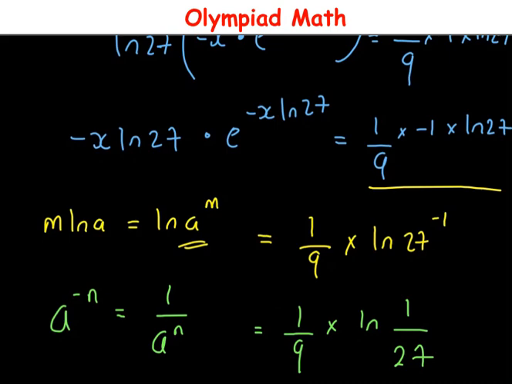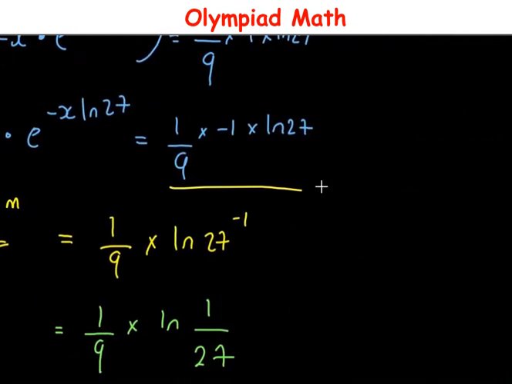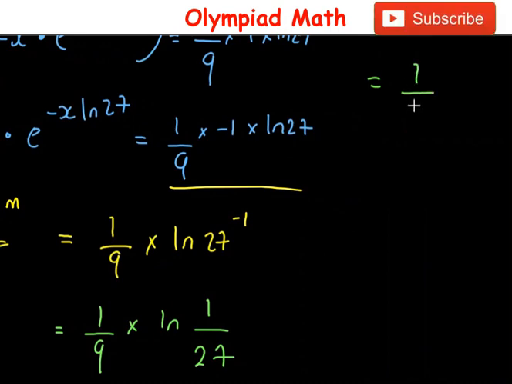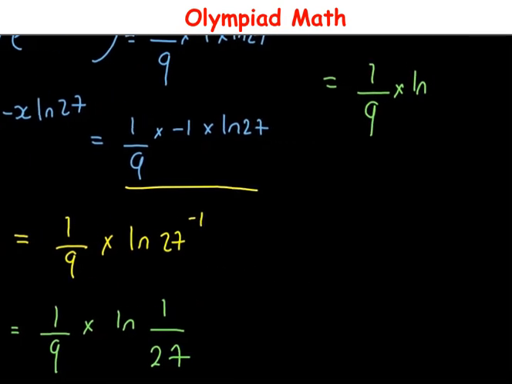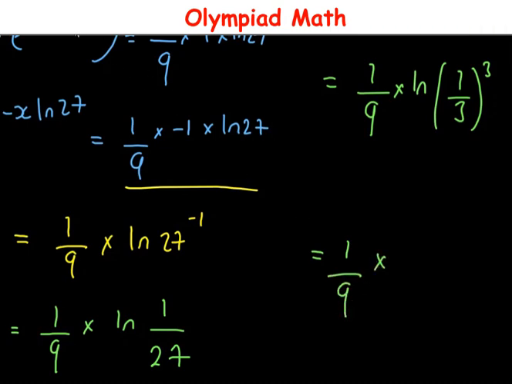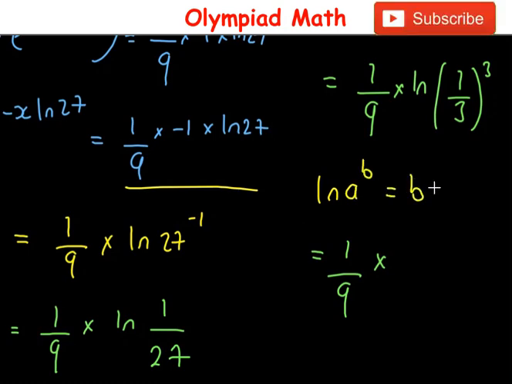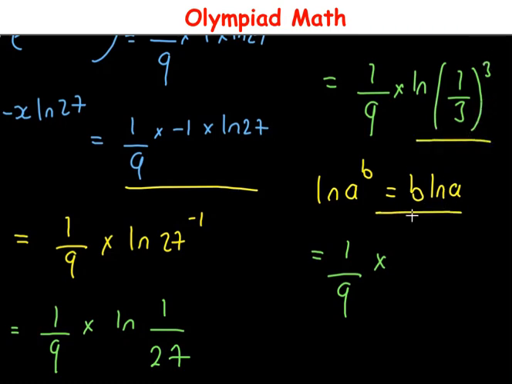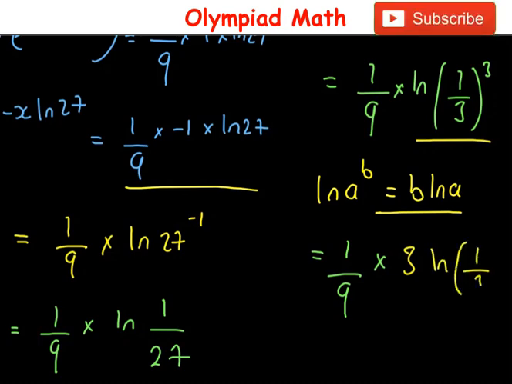With this, we can express this as 1 over 9 times ln 1 over 27, which can be written as, in brackets, 1 over 3, all raised to power 3. Next, this is equal to 1 over 9 times, following this rule that ln a raised to power b is equal to b times ln a, applying this rule right here, the power 3 then becomes 3 times ln in brackets 1 over 3.